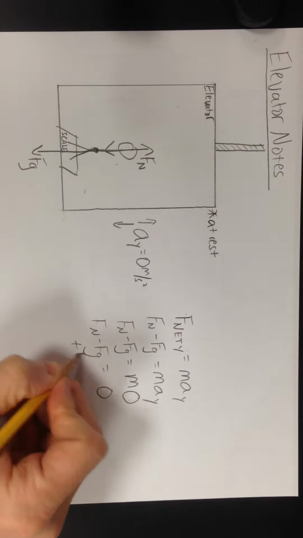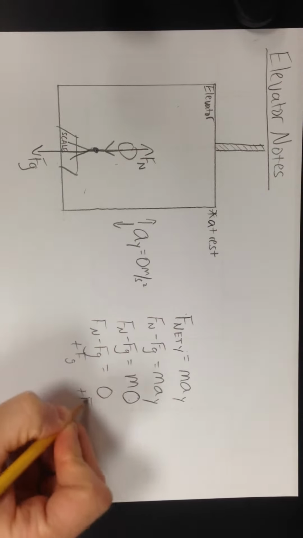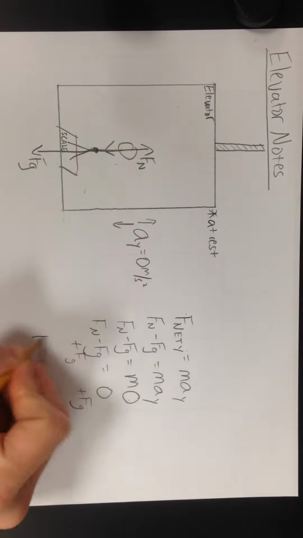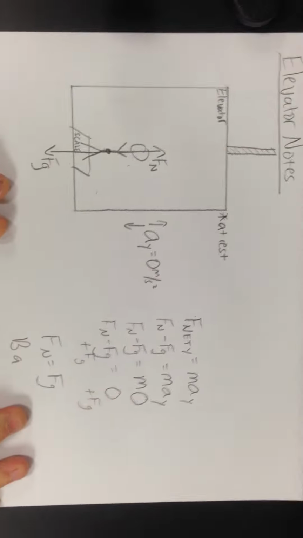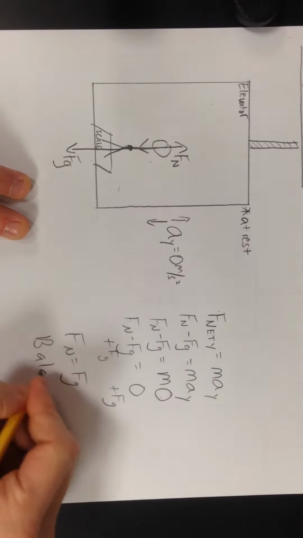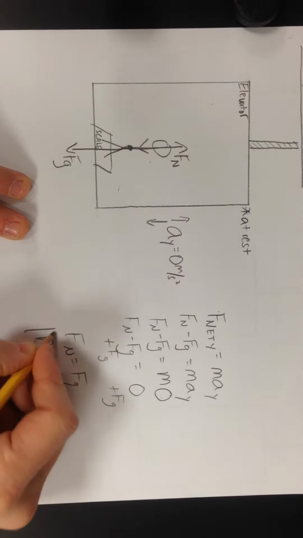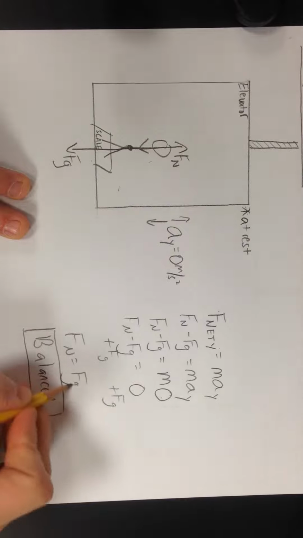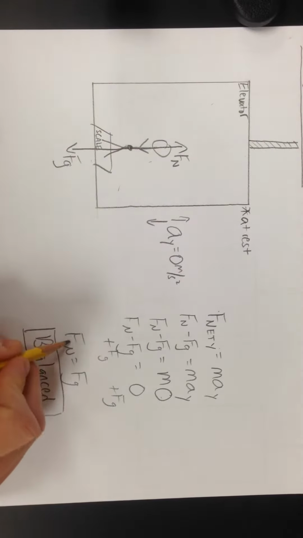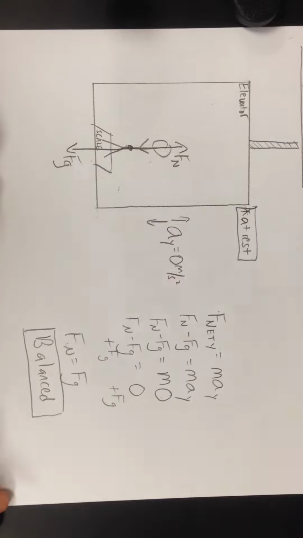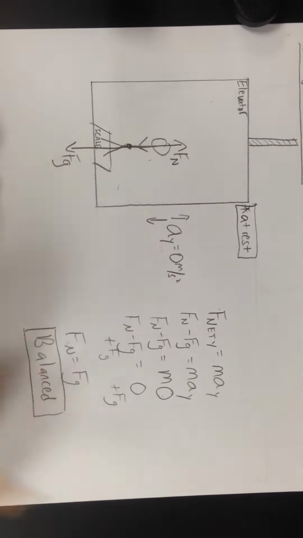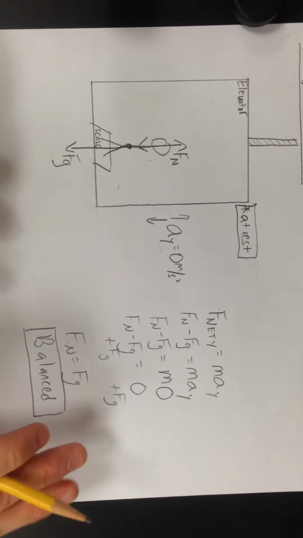And if you add Fg to both sides, you get that Fn equals Fg, and that means that they are balanced. So whatever your weight is when the elevator is at rest, the scale reads the same thing. The floor needs to support you with the same amount of force when you're at rest, because there's no acceleration in the y direction.